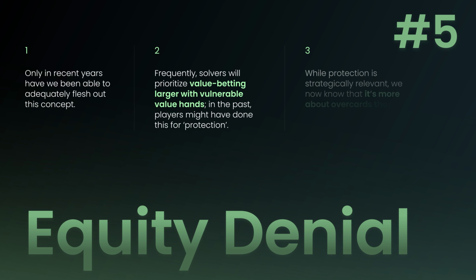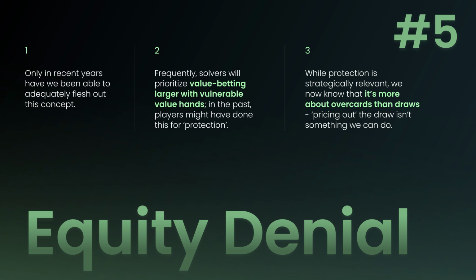But while we know that protection is strategically relevant, these days we recognize that it's more about overcards than it is about draws. Pricing out the draw, giving them a bad price with a flush draw, it's not really something we can do because they're just not likely to fold the flush draw one way or the other. They're not supposed to. But they are supposed to fold their overcard hands sometimes. And quite often, that makes a big difference. Let me show you what I mean.